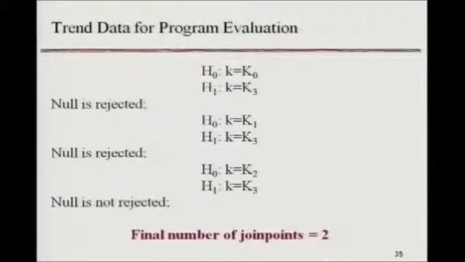Here we're saying the null is rejected, so we're saying there are some inflection points. How many are there? So now we're testing H0. The null hypothesis is 1 join point versus 3. The null is rejected again. So now we're going to increase the null hypothesis again. Is it 2 join points versus 3? And now the null wasn't rejected, so we're going to say the best model says there are 2 inflection points, 2 changes in the slope.